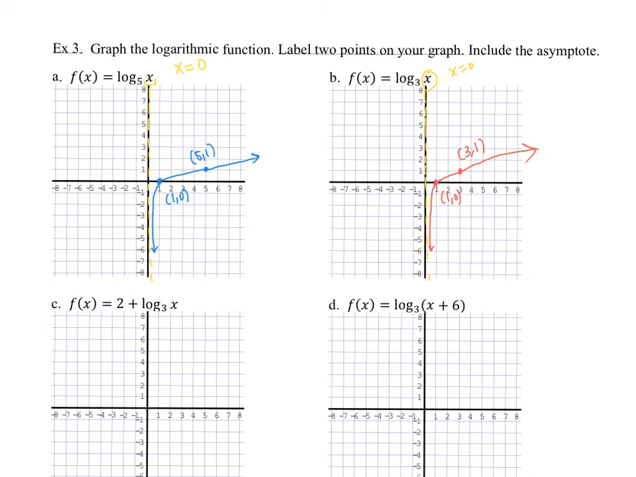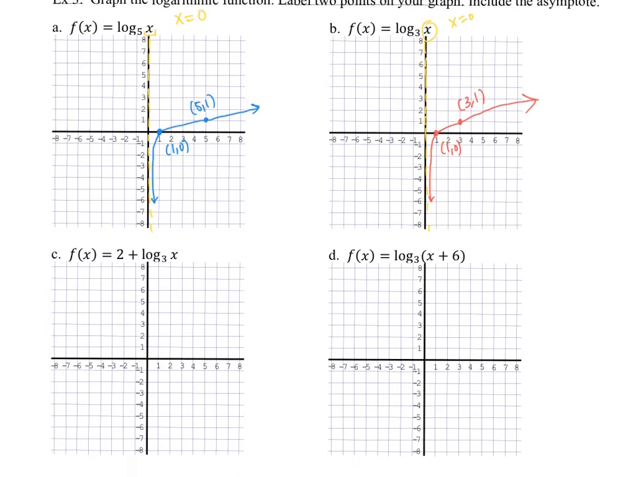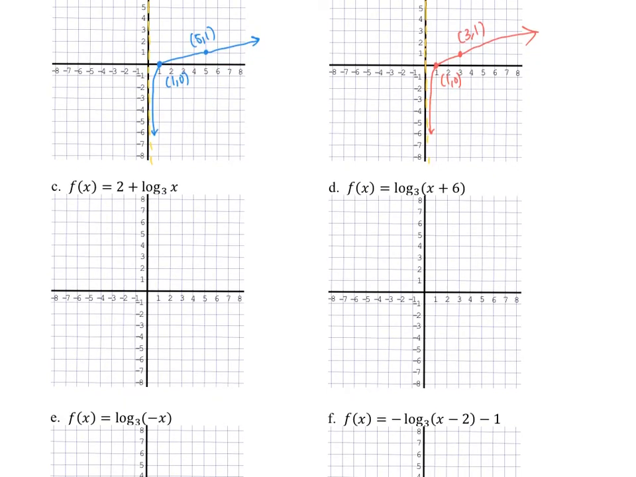Okay, now we're going to consider some transformations to these graphs. C says f of x equals 2 plus log base 3 of x. First, I'm going to consider my asymptote. It's normally at x equals 0. It moves up 2, but it doesn't make a difference if I'm at x equals 0. Then I'm going to consider my easiest points. If I plug in 1, log base 3 of 1 is 0. So if I was at 1, 0, normally that would be great, but now it's going to go up 2 more spaces. So instead of being at 1, 0, if I move up 2, now I'm at 1, 2.